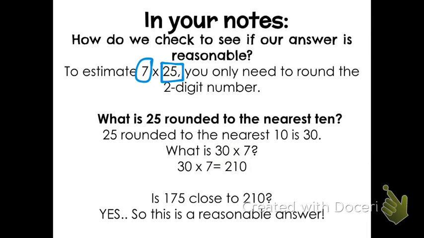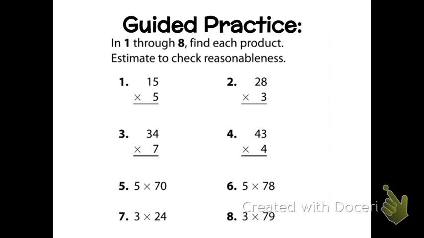We always think that our multiples of 10 and 100 or 1,000, those are the ones that are easy to work with because we can quickly go 7 times 3 gives me 21, and bring that 0 back on the end, giving me 210. So is 175 close to 210? I would say yes, that's pretty close. So my answer would indeed be reasonable.